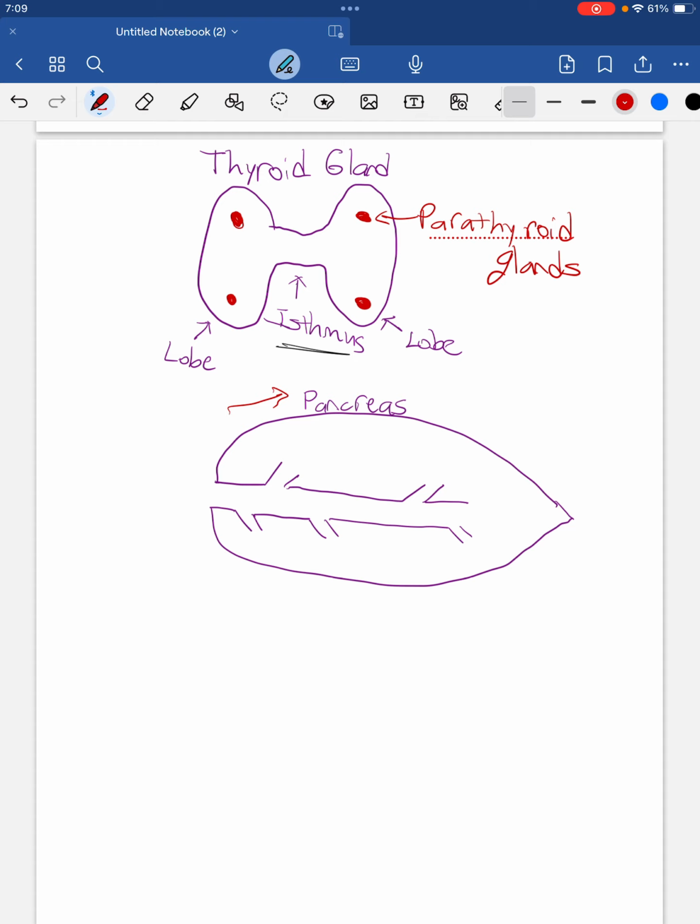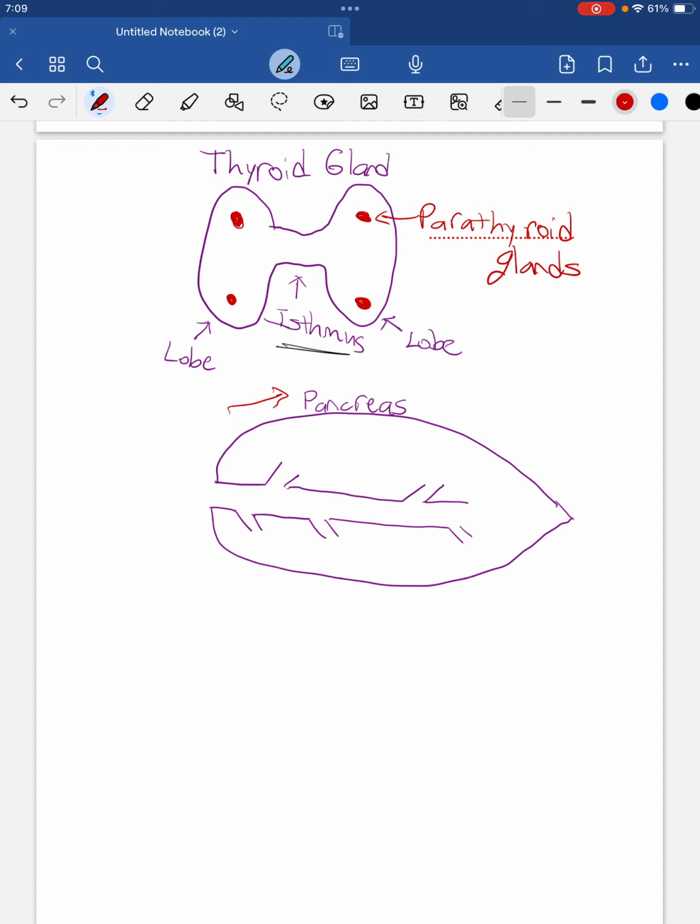In the pancreas, there are also exocrine enzymes that are released, and then there are a few different endocrine hormones. I'm just going to discuss two here. The endocrine hormones are released from the islets of Langerhans.